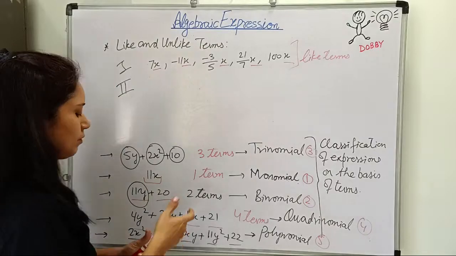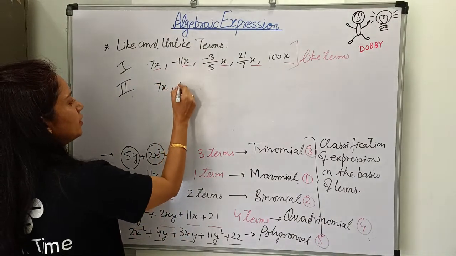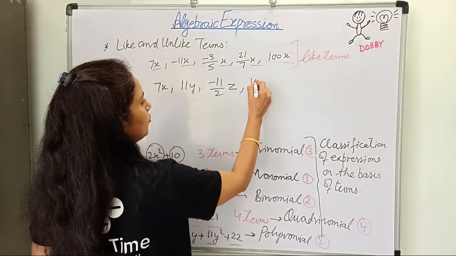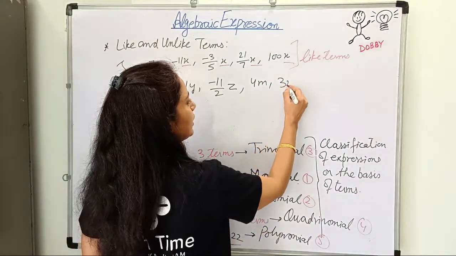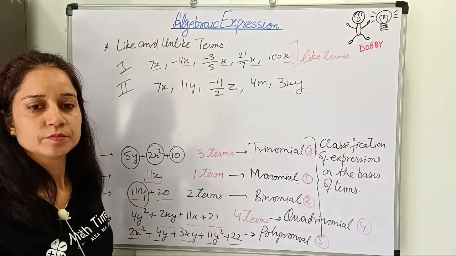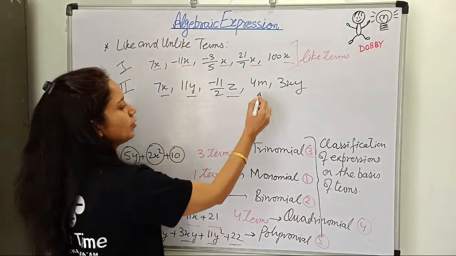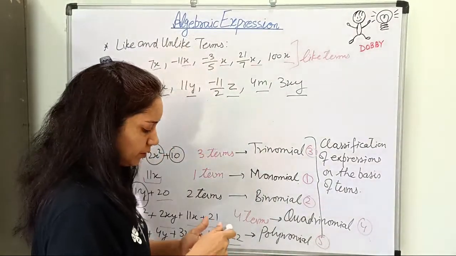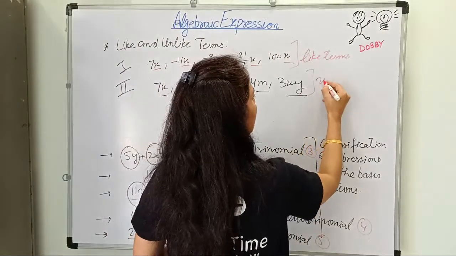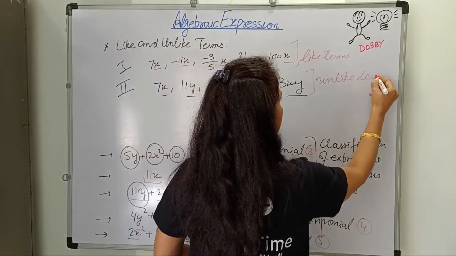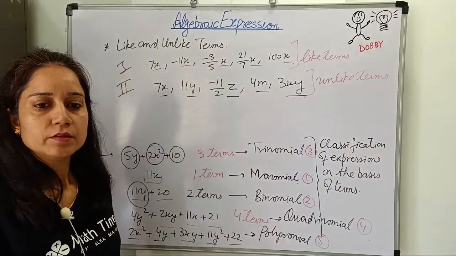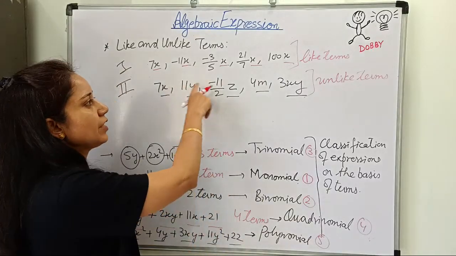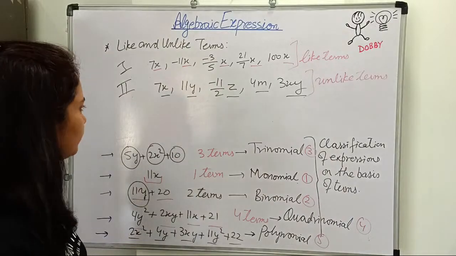See next, if it is 7x, 11y, minus 11 upon 2z, let us take 4m, then 3xy. These all are having different variables, so they are termed as not having the same variable. Yes, correct, Anushruti. So these all are unlike terms. All are having different variables, so they are called unlike terms. Those having the same variable are called like terms.